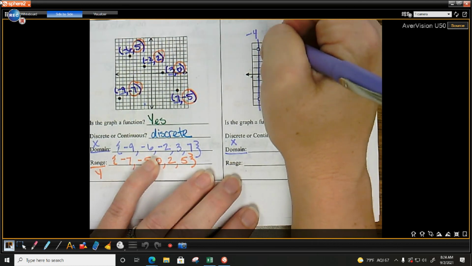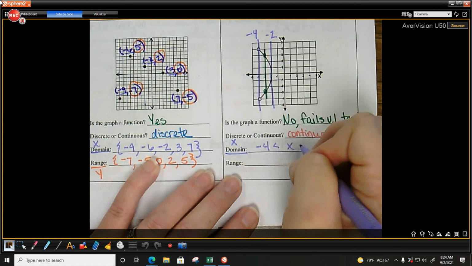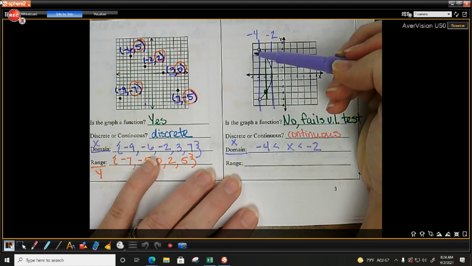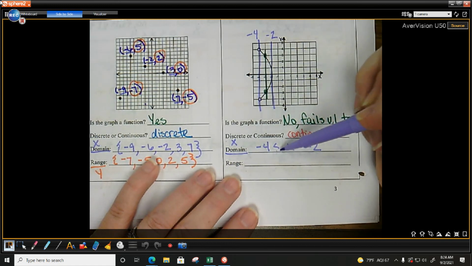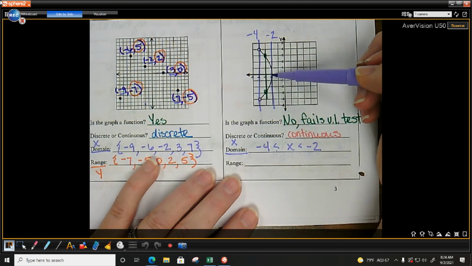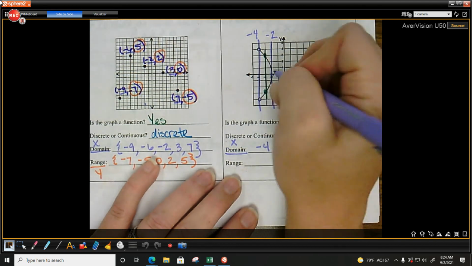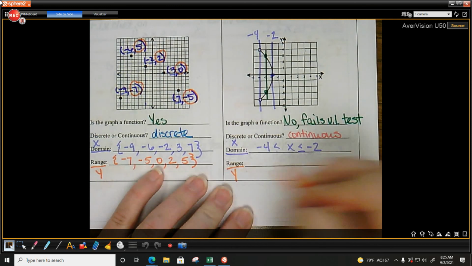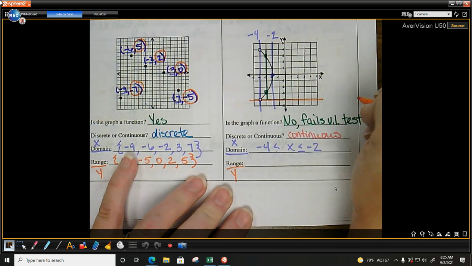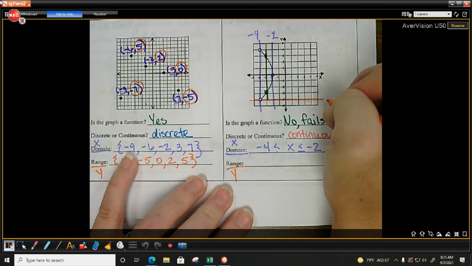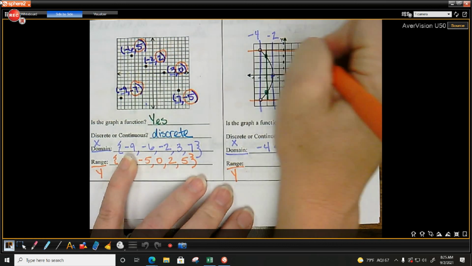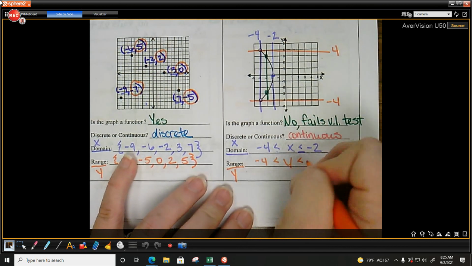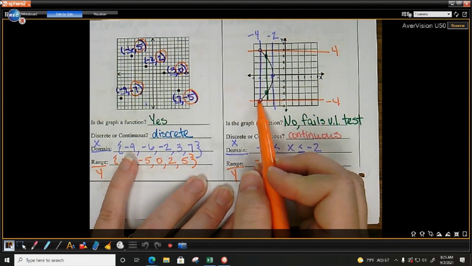What kind of dot should I have at -4? So do I put the equal to? No. Do I put the equal to for -2? Does it actually get there? Yeah. So put the equal to. Range is y. Where's the bottom? -4. Where's the top? 4. So -4 is less than y is less than 4. What kind of dot do I have at -4? What kind of dot do I have at 4? So do I put equal to's on either? No. So we're done. Okay?